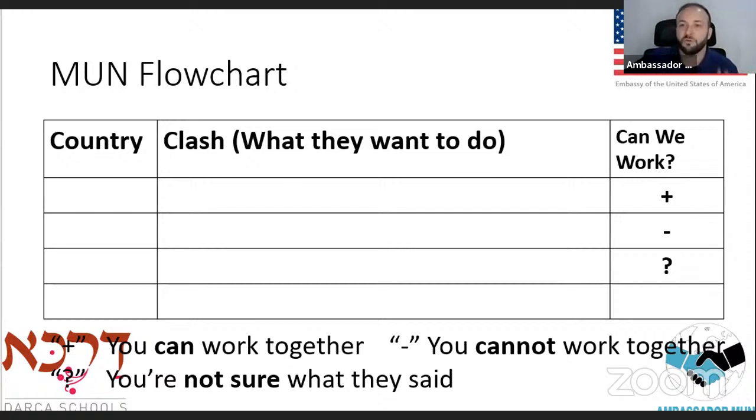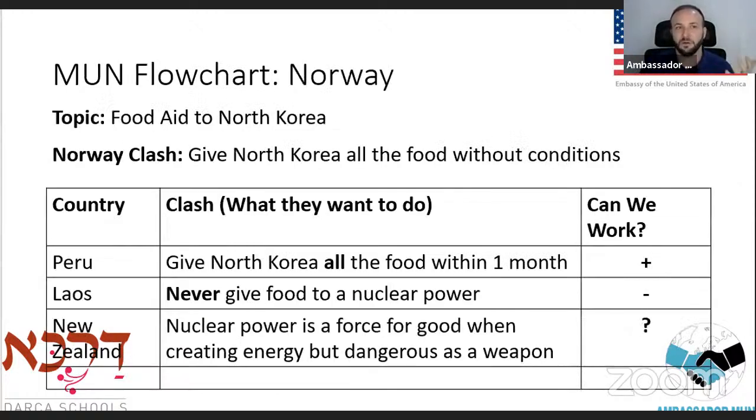So I'd recommend for everyone, whether it's in a Word doc or in an Excel or on paper for yourselves, please have paper for yourself. We're only going to be listening to the clashes now. So all you need is the country, clash, can we work, can we not, and then a question mark. So we can see here, North Korea wants to give all the food. Norway says the food without conditions. They can work together. Also, another thing today, feel liberal with the question marks.